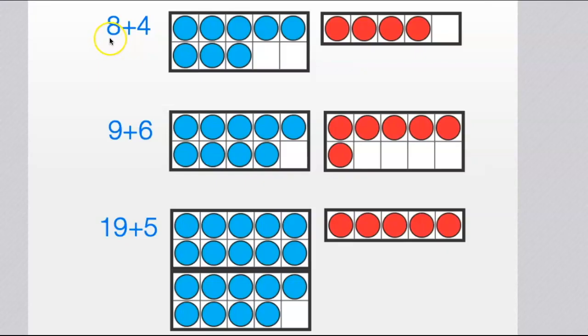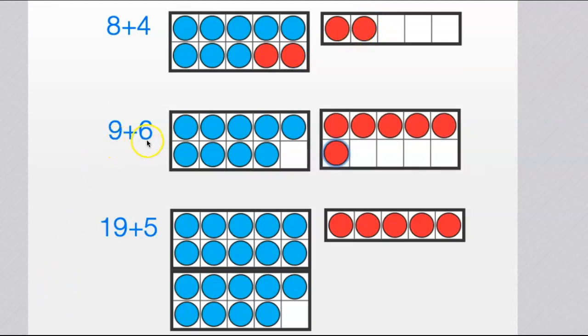Okay, let's start with this one, 8 plus 4. In order to make 10 here, we could take 2 from our 4 and make 10, and this problem becomes 10 plus 2, and we know that's 12. If we want to solve 9 plus 6 using the make 10 strategy, we can make 10 by shifting mentally 1 from the 6 and making our 10, and we'll be left with 5. So 10 plus 5 is 15.